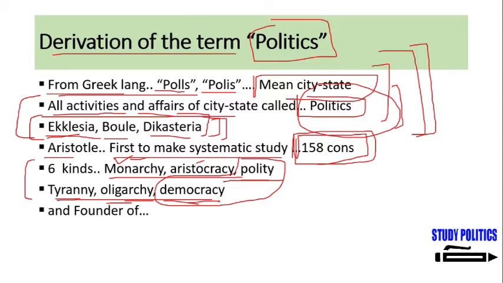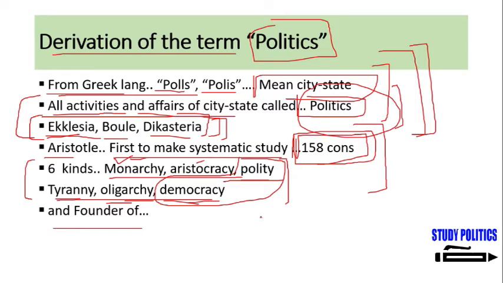This is not my topic, but suffice it to say that Aristotle was the first one who made a systematic study, who applied the scientific method to study the 158 constitutions available to him, and on the basis of this he made a classification. Hence he becomes the founder of the science of politics or political science.